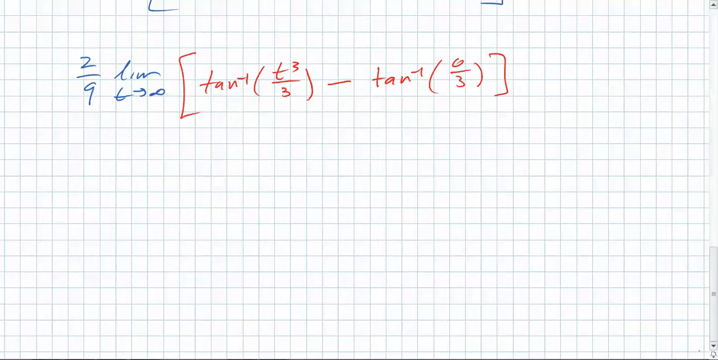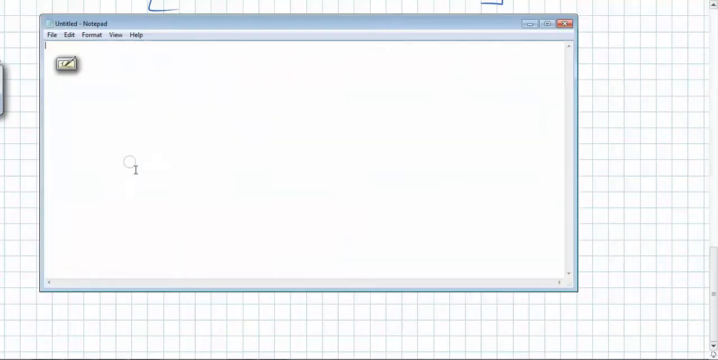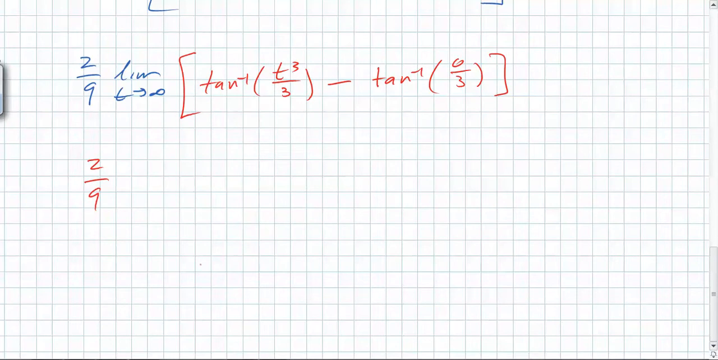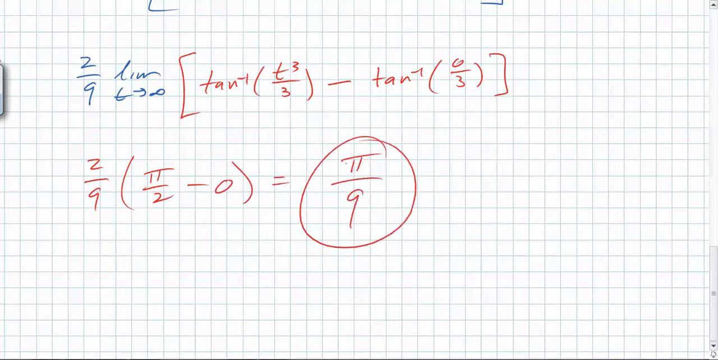Remember we did this yesterday? No, not 1. What is it? Pi over 2. Remember, it's the sideways S curve. So you end up with 2/9 of pi over 2 minus 0. So you end up with what? The 2's cancel, so you have pi over 9.